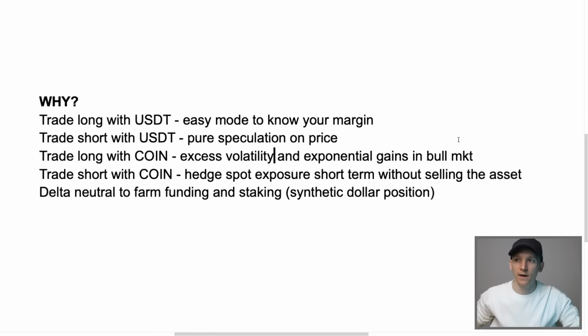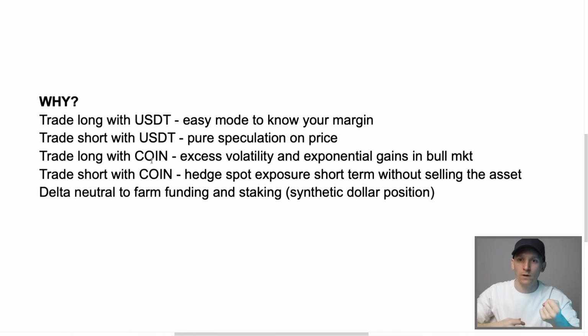Now I've got a small cheat sheet here on why you would go long or short with the type of collateral either being dollars or coins. If you trade long with USDT margin contracts, this is easy mode because you know what your margin is and you're just trying to make money from, let's say, buying Bitcoin with maybe a bit of leverage. If you trade short with USDT margin contracts, you're simply speculating on the price of the asset that you're shorting going down. If you trade long with coin margin contracts, you want excess volatility and exponential gains in a bull market. So you have Bitcoin as collateral, you've got long Bitcoin, you're hoping the price rises and both your collateral and your trade win exponentially.